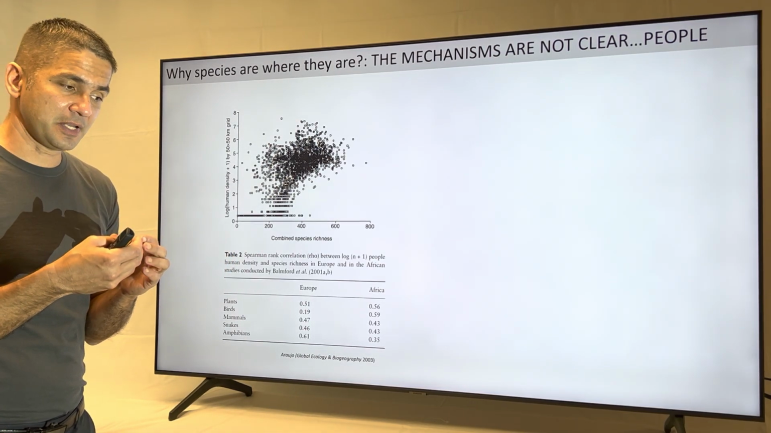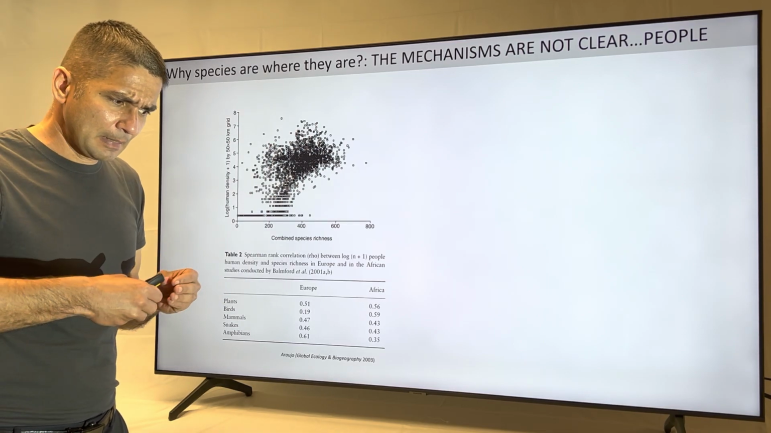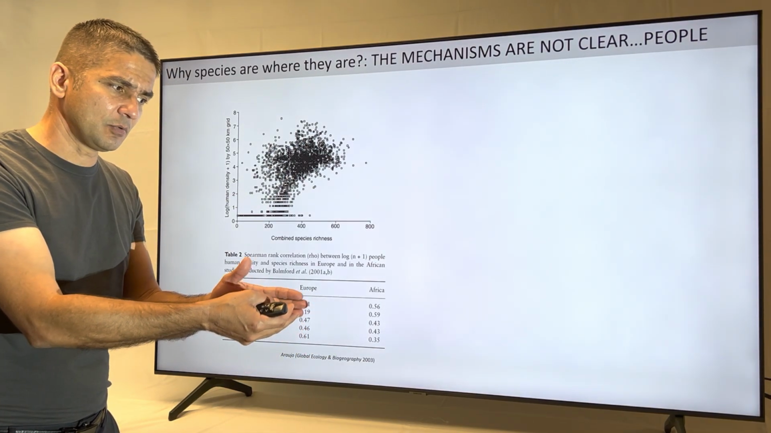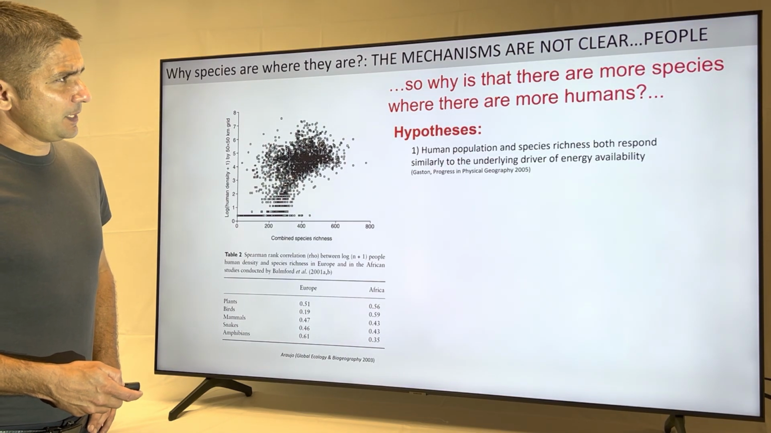So that obviously creates an interesting question, which is why? We know that people have mostly negative effects on biodiversity. Why is it that there are more species where there are more people? So there are multiple explanations for this.